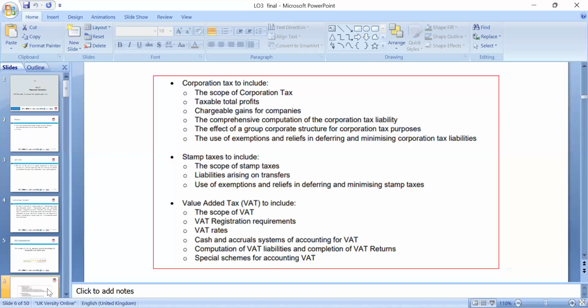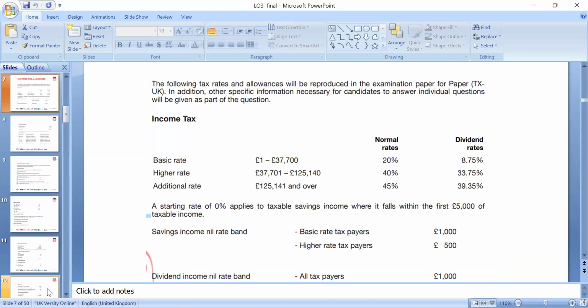We previously discussed the scope of corporation tax, and value added tax and the rates. Please, we are applying Finance Act 2023. So the rates: 12,570 is the no-tax personal allowance. If you earn more than that, you pay 20% tax. Dividend rate is 8.75%, the higher rate will be 40%, and the additional rate will be 45%. That's what we need to apply.